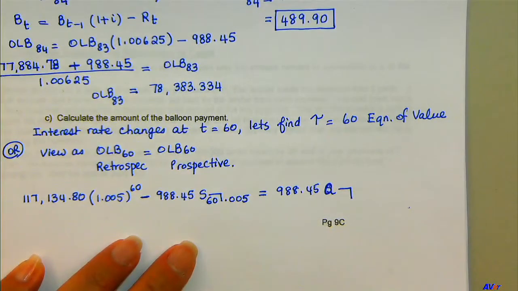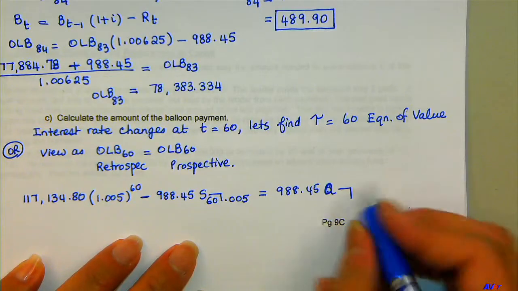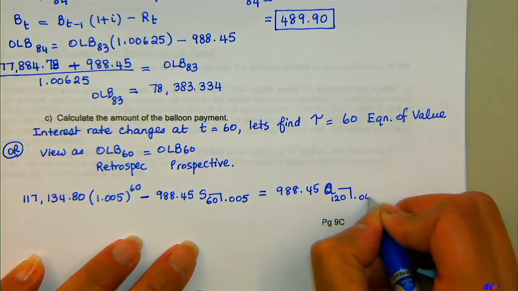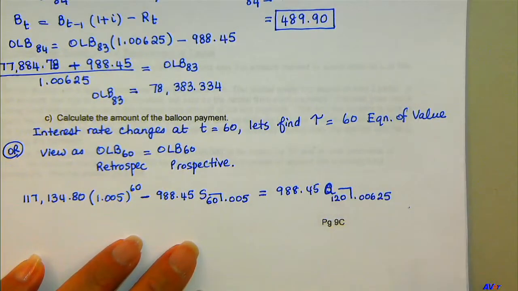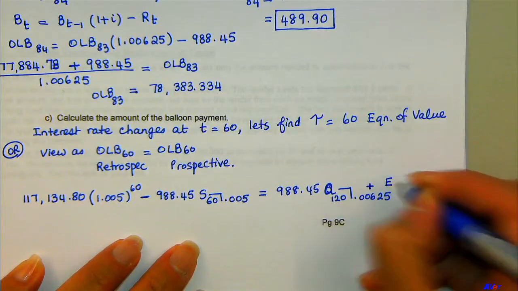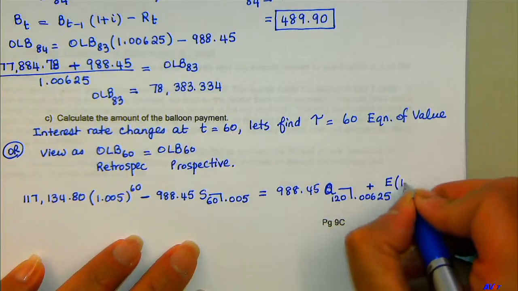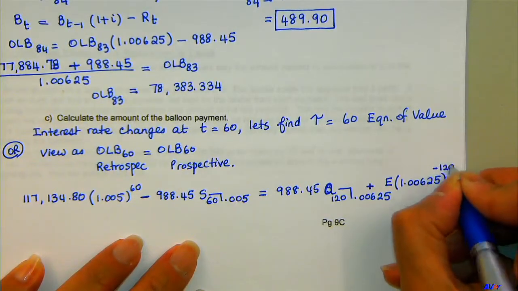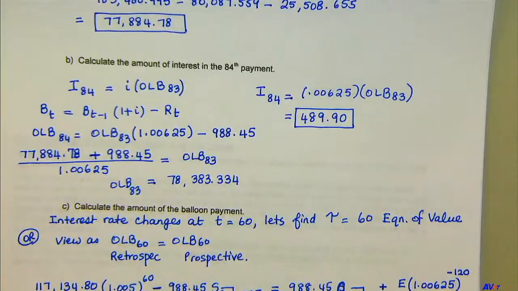How many payments will there be left if I'm standing at time 60? I have 120 payments because I have a total of 180 payments. So 120 payments at the new interest rate, 0.00625, plus the last payment of E has to be taken care of. So E, and I want to discount 1.00625 to the negative 120. So this is what I would have if I were standing at time 60.